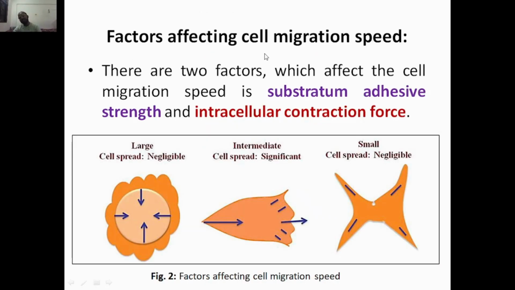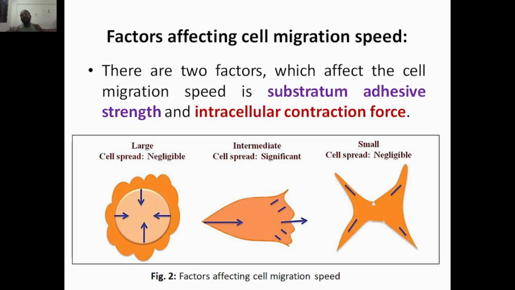So some of the factors are there that are affecting the cell migration speed. That means how fast they are migrating. That is affected by a few factors. What are those? There are two factors which are going to affect the speed of the cell migration. The first one is substratum adhesive strength, that is nothing but attachment strength of the cell, when there is a movement, because that is the second step usually. And next, intracellular contraction forces, that is the third step where the cytoplasm contracts, right?